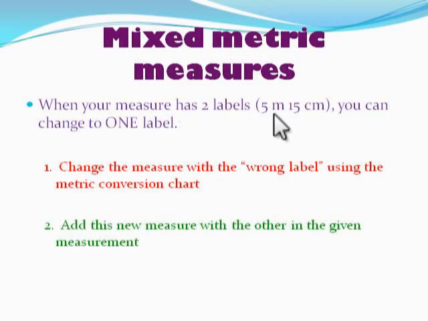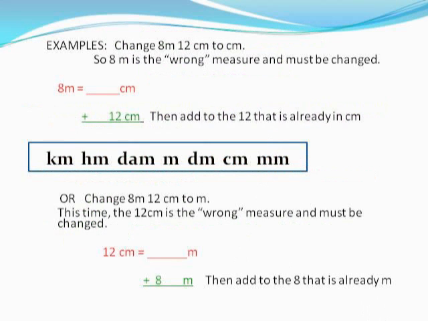So one of them will be the wrong one. We're either going to change them all to meters, in which the centimeters would be wrong, or we're going to change them all to centimeters, which would mean the meters is the one that's wrong. And then we're going to add it to the one that was right. So, again, best way is to look at an example. So if we're going to change 8 meters and 12 centimeters all to centimeters, 8 is the one that is wrong. So we need to change it.